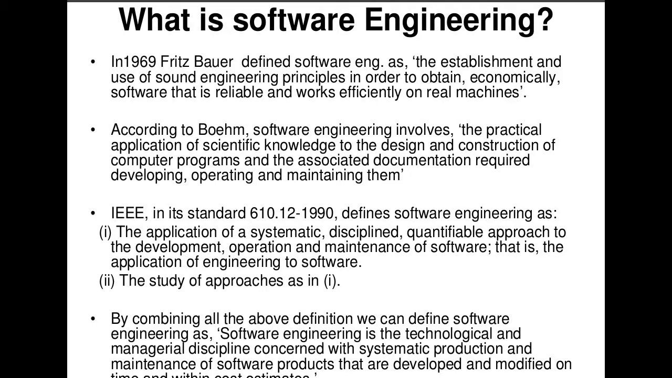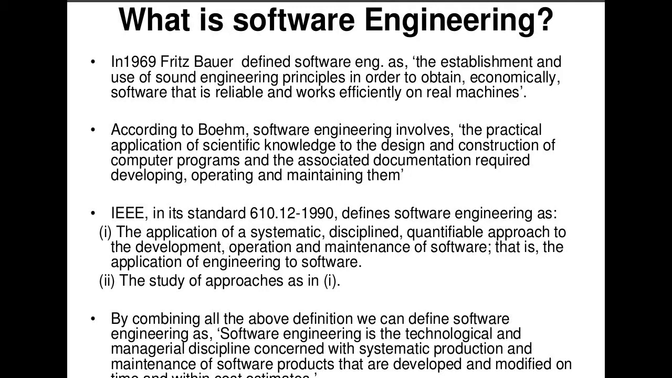Secondly, according to Boehm, software engineering involves the practical application of scientific knowledge to the design and construction of computer programs and the associated documentation required for developing, operating and maintaining them. The standard organization IEEE in its standard 610.12-1990 defines software engineering as the application of a systematic, disciplined, quantifiable approach to the development, operation, and maintenance of software, which is the application of engineering to software.